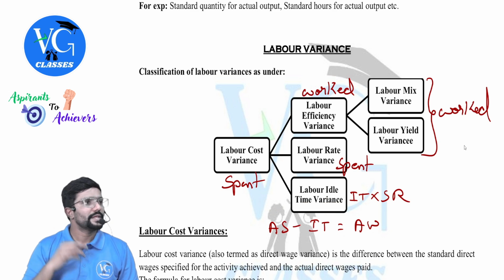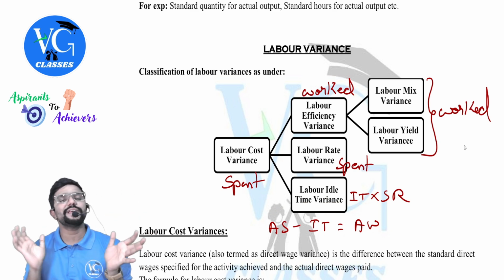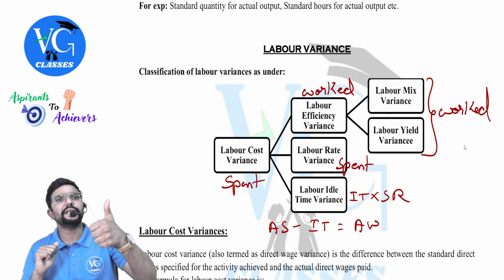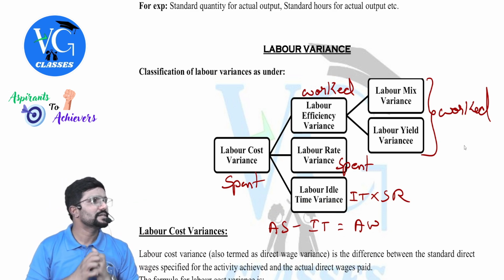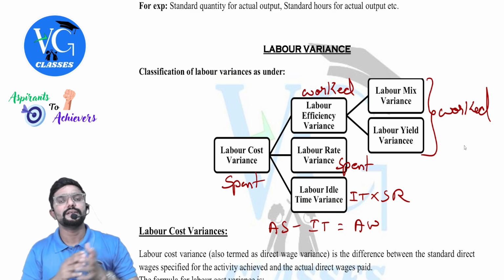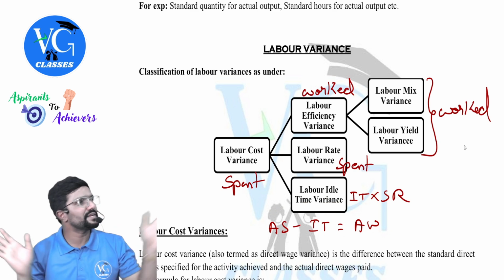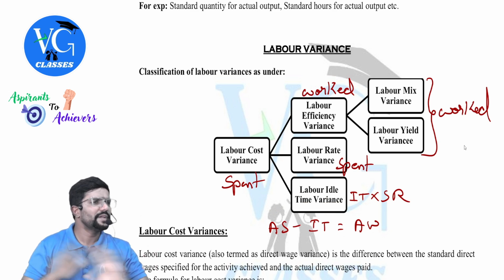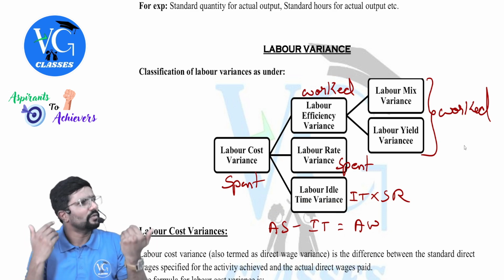Okay. Now, first equation by size. Labor cost variance is equal to what? Labor rate variance plus efficiency variance plus idle time variance. If there is no idle time, then labor cost variance is equal to labor rate variance plus labor efficiency variance. That's all. Everywhere you will take the same actual hours. No idle time, right? Spent is equal to work.